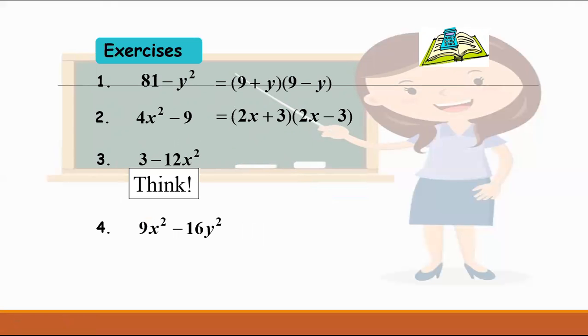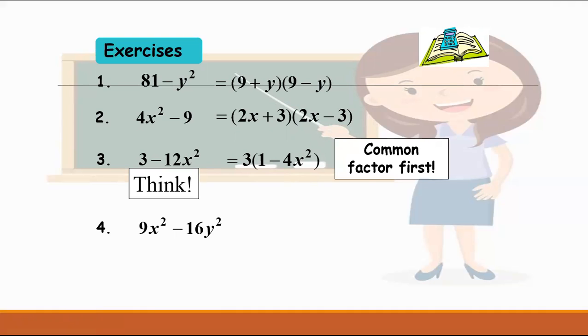But what about 3 minus 12x squared? Is it also the same question? There is a minus sign, but 3 is not a square, and 12 is not a square. So what are we going to do? We can't do anything except take the common factor, as in the first method. When we take out the common 3, we have 1 minus 4x squared, which means that 1 is also a square, 4x squared is also a square, and at the end we can say 3 bracket 1 plus 2x, 1 minus 2x is the product.